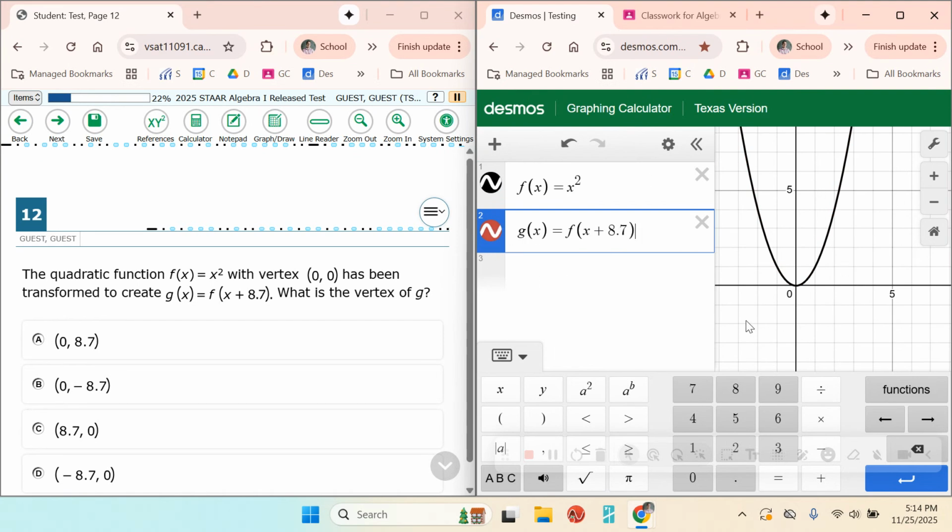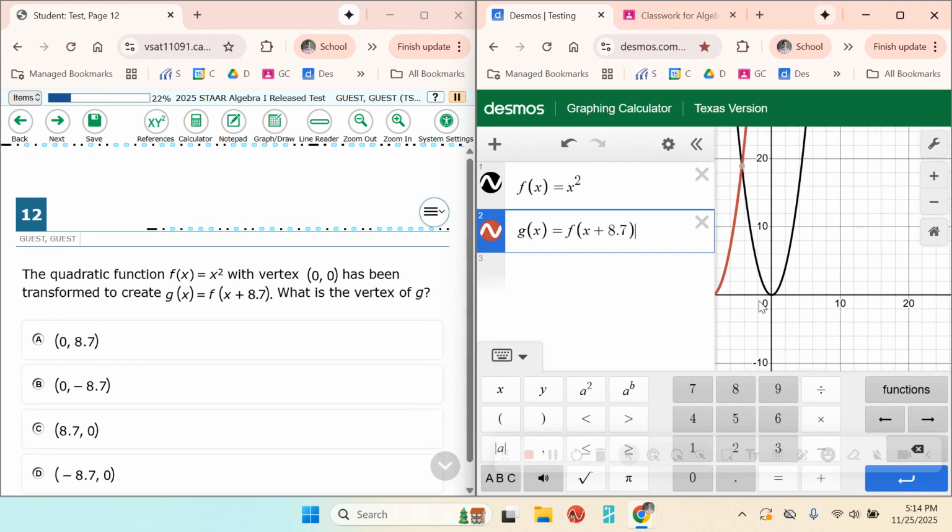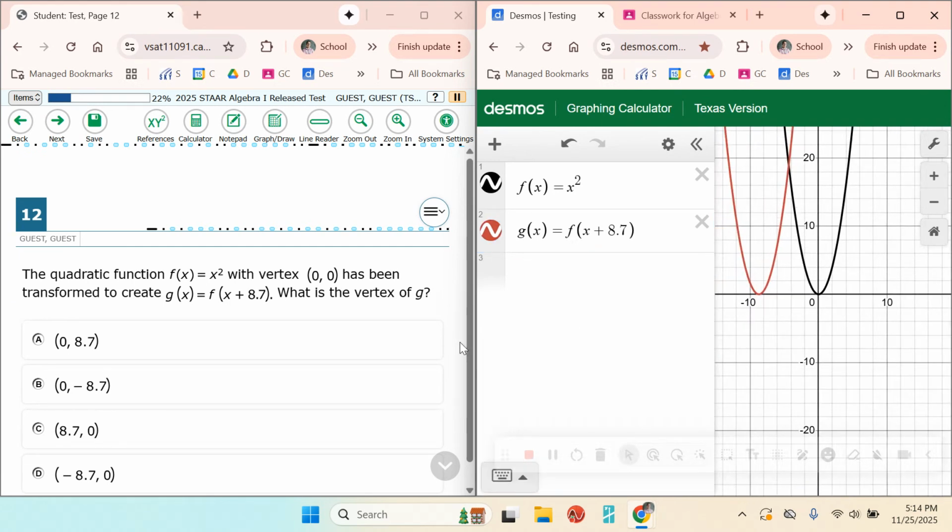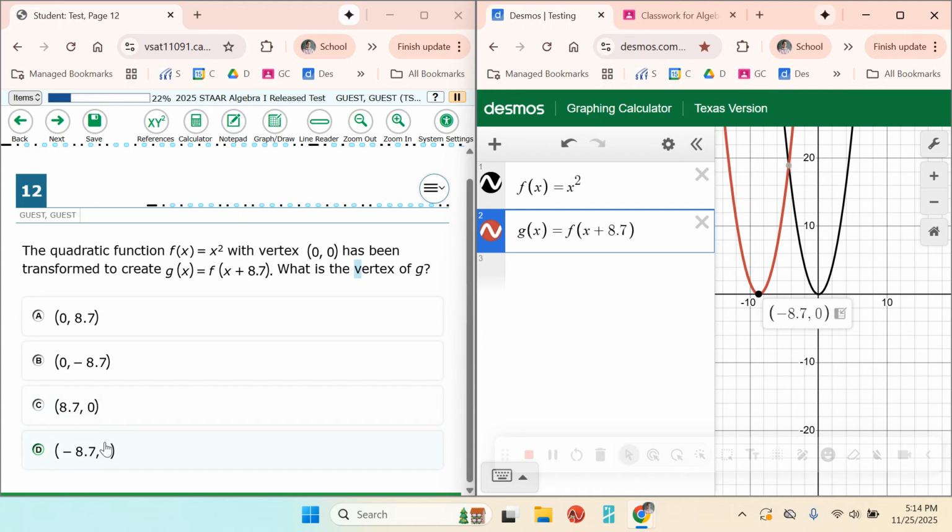Where's the red? So I don't see it right now, so I'm going to zoom out a little bit. There it is. And then I got to know this word right here. Think vertex. The first letter of this is a V. Vertex is the bottom of the V. Now I know this is technically not a V, it's more of a U, but think of this guy right here, that turnaround point. And just like that, I click on it. I know that the answer here is this negative 8.7 comma 0.